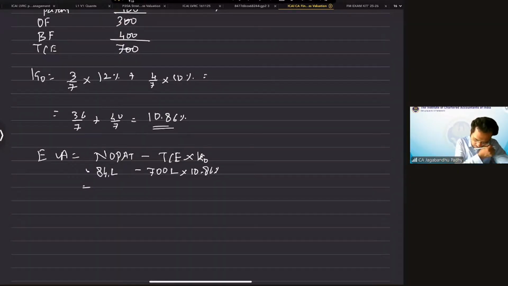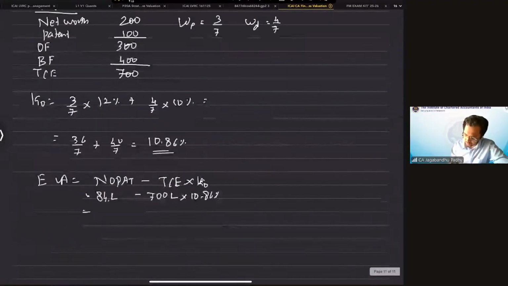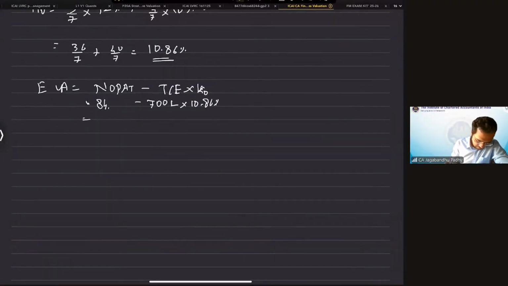Right? So this is going to be what? 84 lakhs or crores or whatever, I don't know. So 84 minus 700 into 10.86. How much is the EVA? Like 8? How much? How much is the EVA? 8.8 crore. 8 crore. Exact. 8 crore.